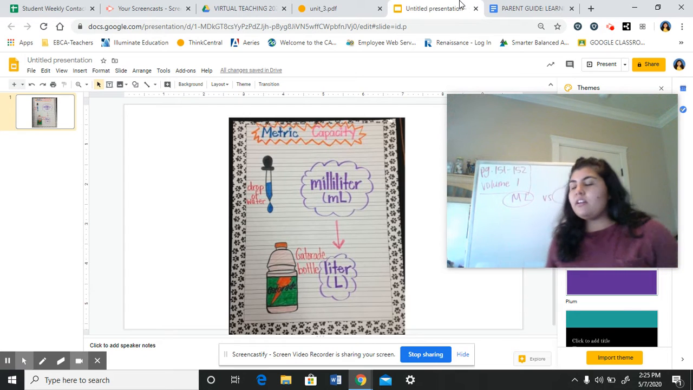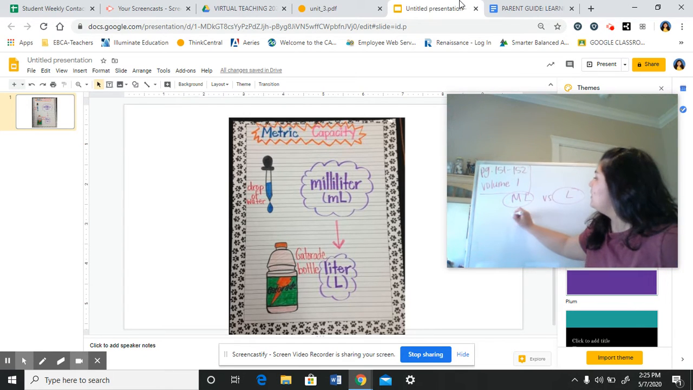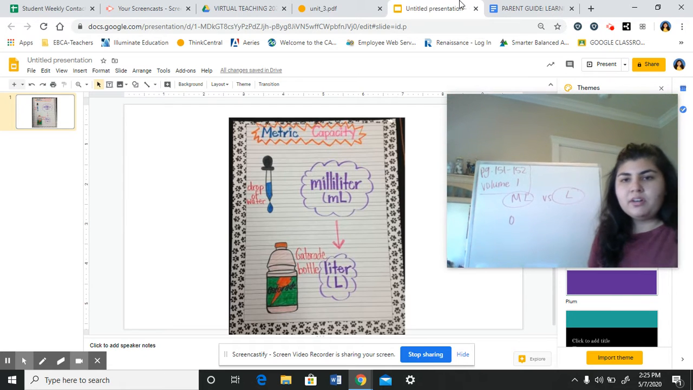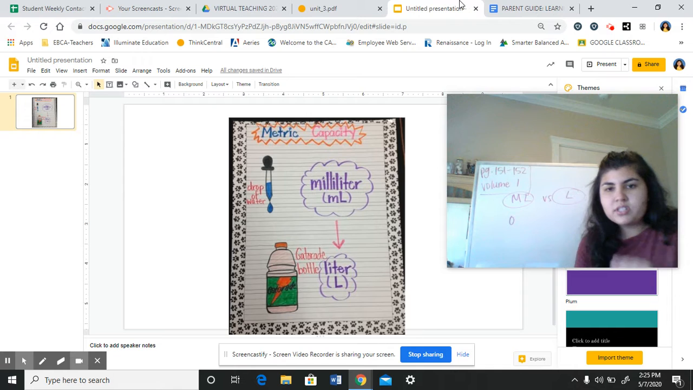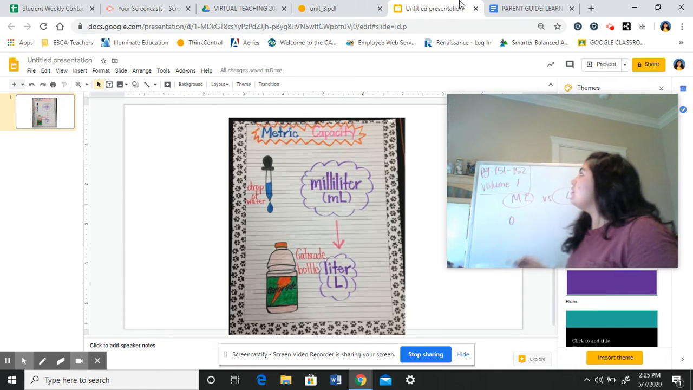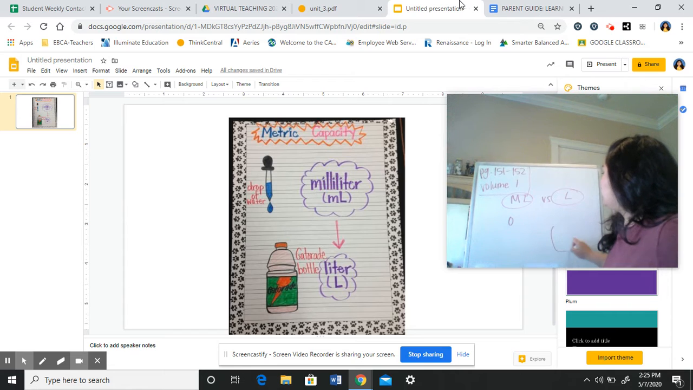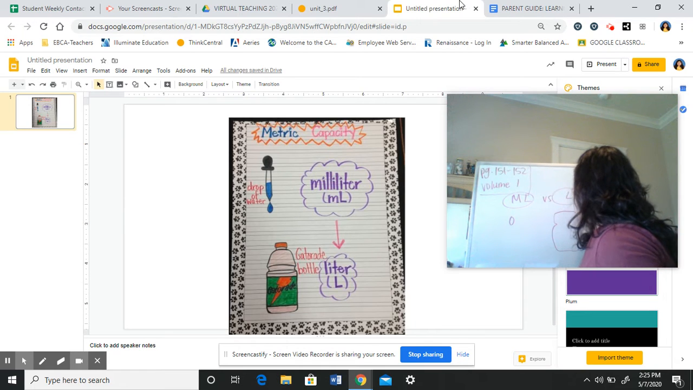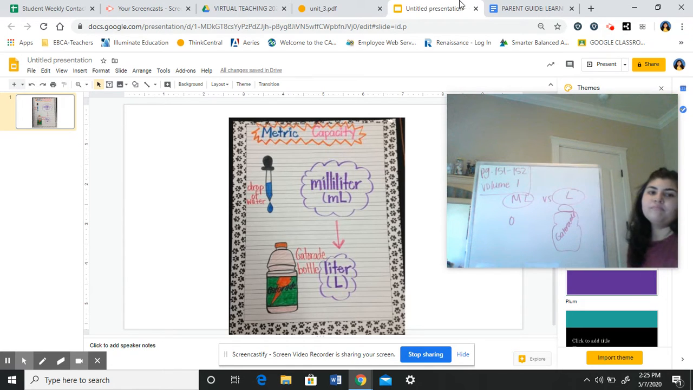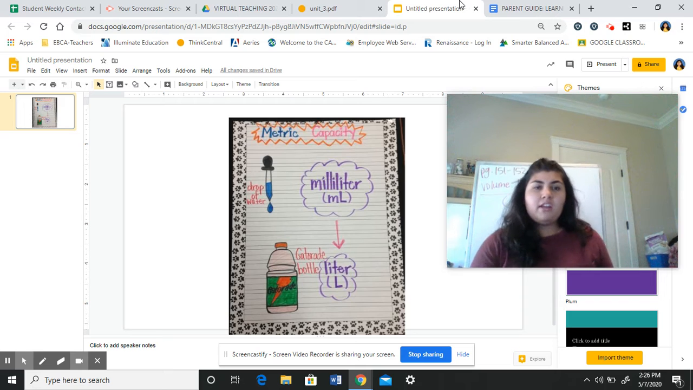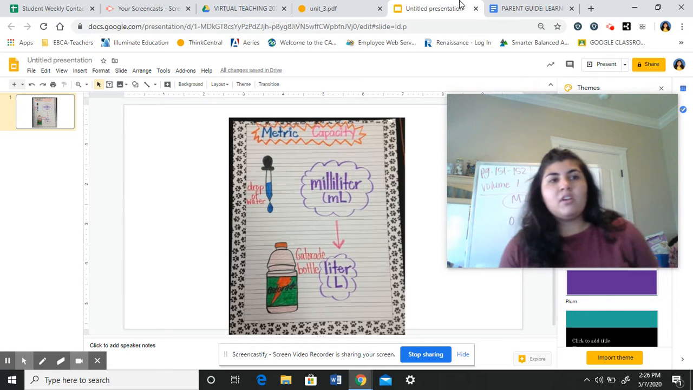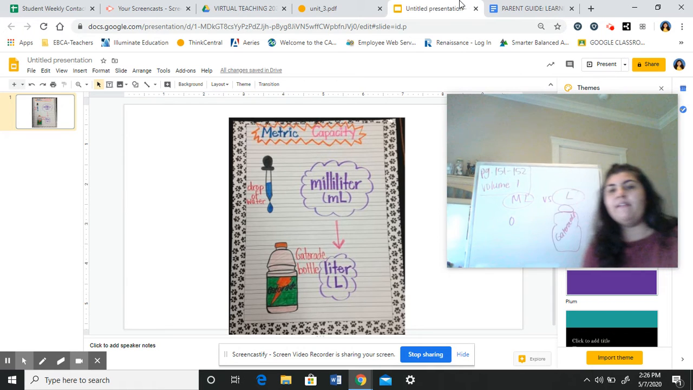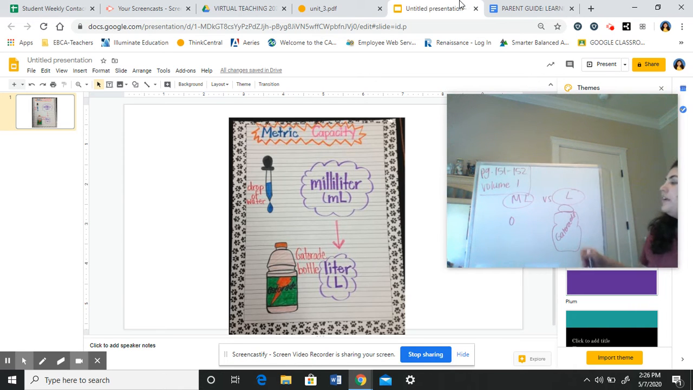When you think of a milliliter, I want you to think of a single droplet, just like one drop of maybe water or juice or lemonade. When you think of a liter, I want you to think of those big Gatorade bottles that you might drink at football games, at cheer, or at any sports event just to rehydrate yourself. As you can see, a milliliter is way smaller than a liter.